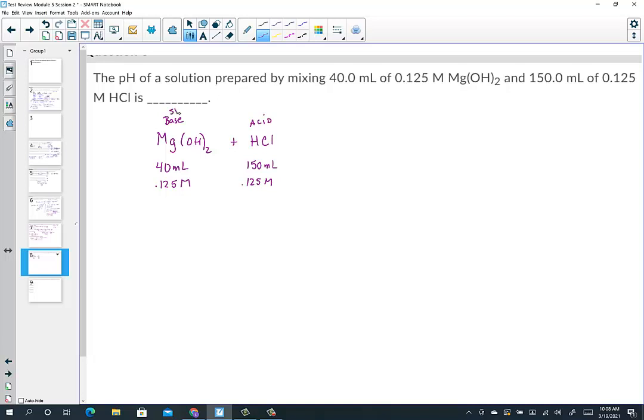So again, we have a strong versus strong titration. We know if we were at the equivalence point, pH is 7. But that's only true at the equivalence point. If we're not at the equivalence point, it is determined by the excess reagent.